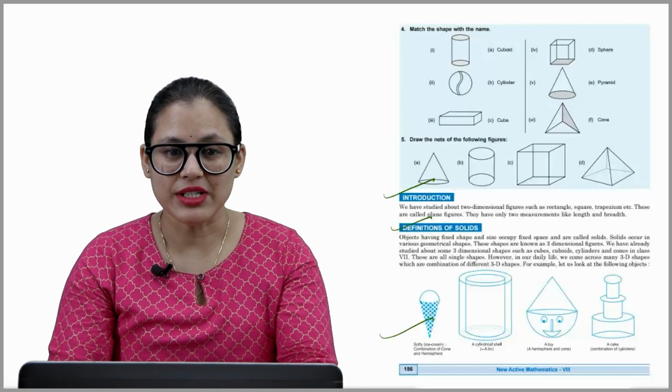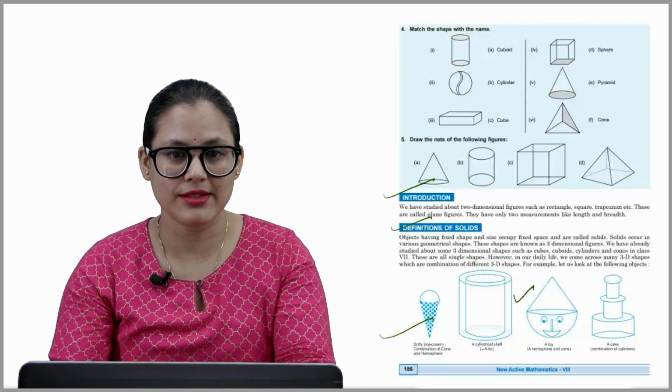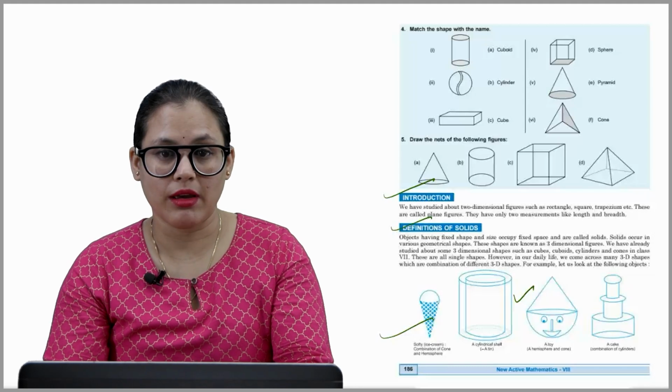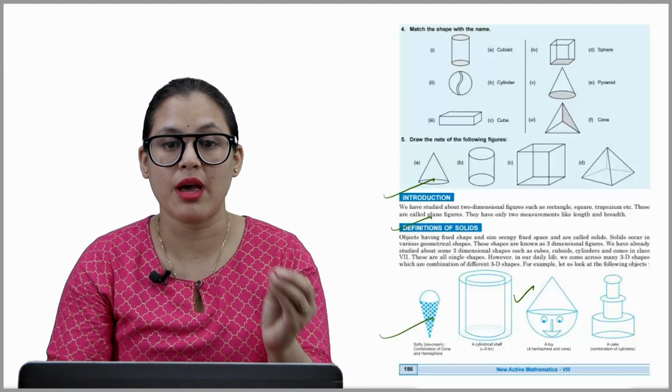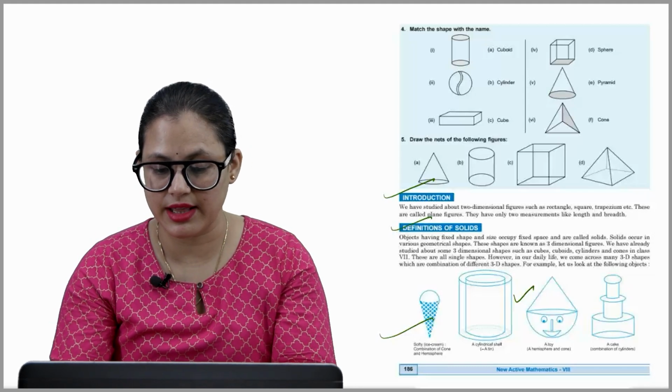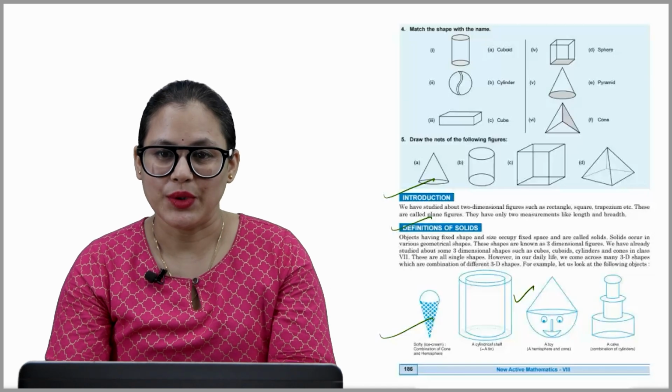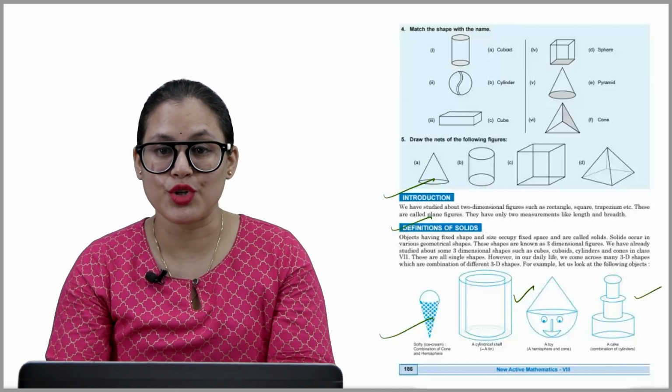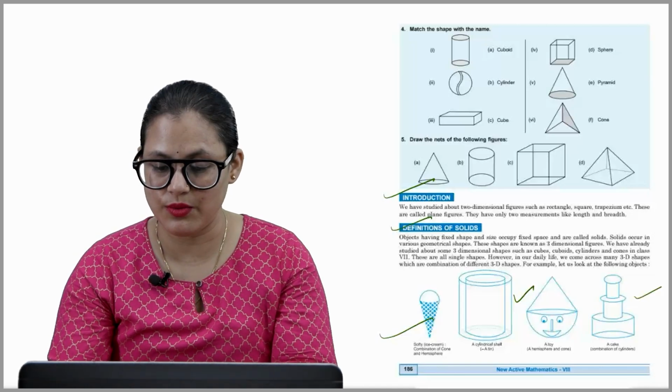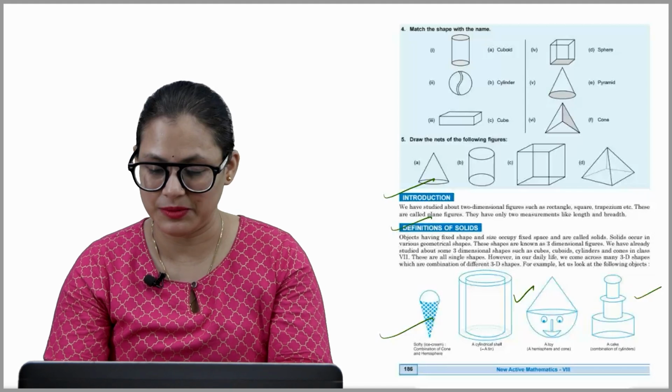Cylindrical shell. Okay, this is a tin. This is a toy. This is a combination of a hemisphere. This is the hemisphere and this is cone. Okay, this is a cake. This is a combination of cylinders. As you can see, 1, 2, 3 cylinders are there.